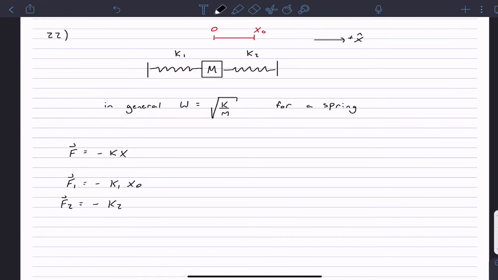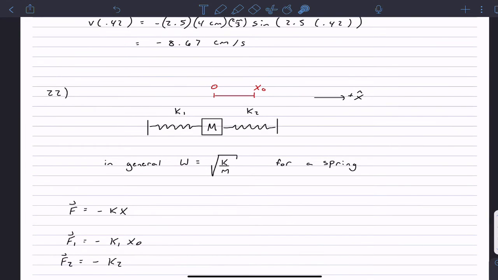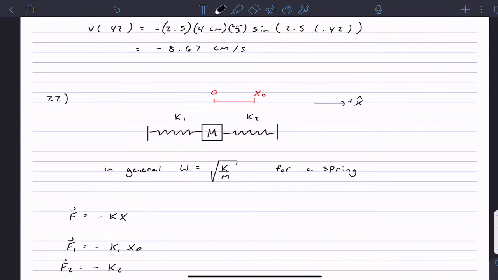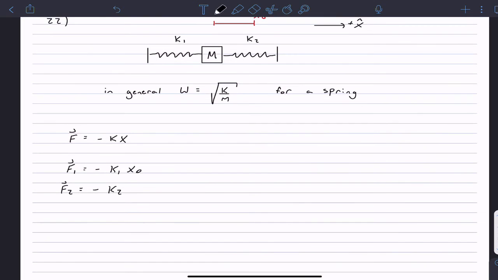Then for spring number 2, negative k2 times, again, the displacement from 0 to x naught. We only have one block in the system. If there were 2 blocks, it would be different: we would have another spring and another spring, and these would be moving opposite each other, so you would have negative positions. But right now we're just displacing it in the positive x hat direction, so this is also x naught.